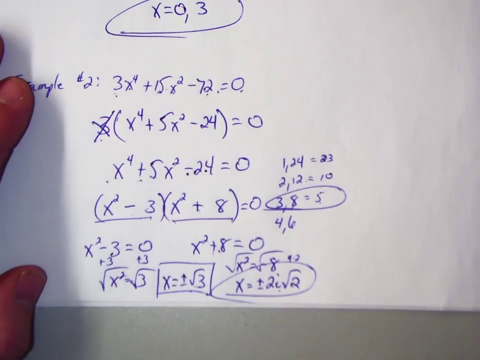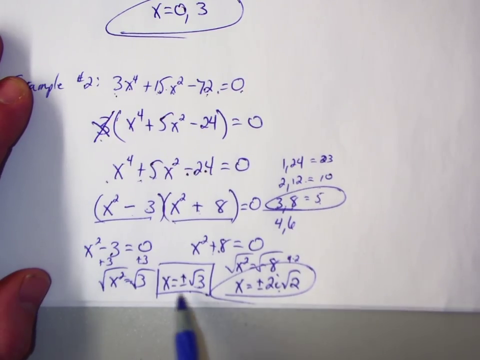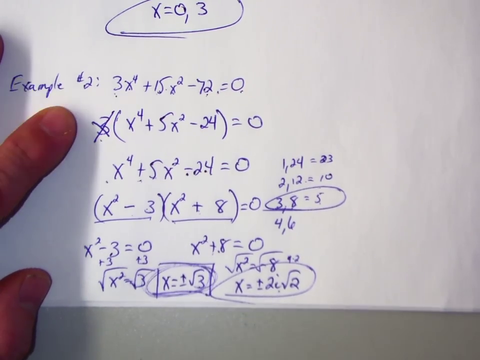Right? Now, depending on what the book asks or the test, they may ask for just the real solutions, so therefore you'll just give them the solutions. They may want all solutions. If they want all solutions, then you must show both.